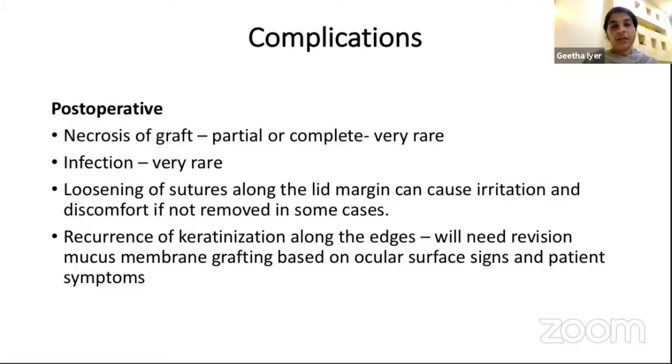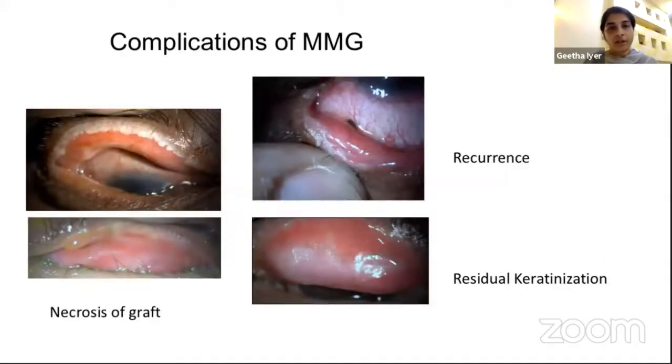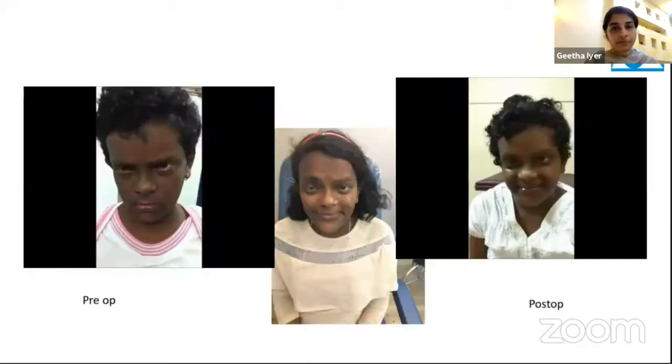Post-operatively, necrosis of the graft is very, very rare. Infection is very rare. The only thing which you sometimes face when you do not remove the sutures is loosening of the sutures, and in rare instances, recurrence of the keratinization. These are some of the cases where we have had a recurrence, a residual keratinization, or a necrosis of the graft where you might have to redo your procedure.